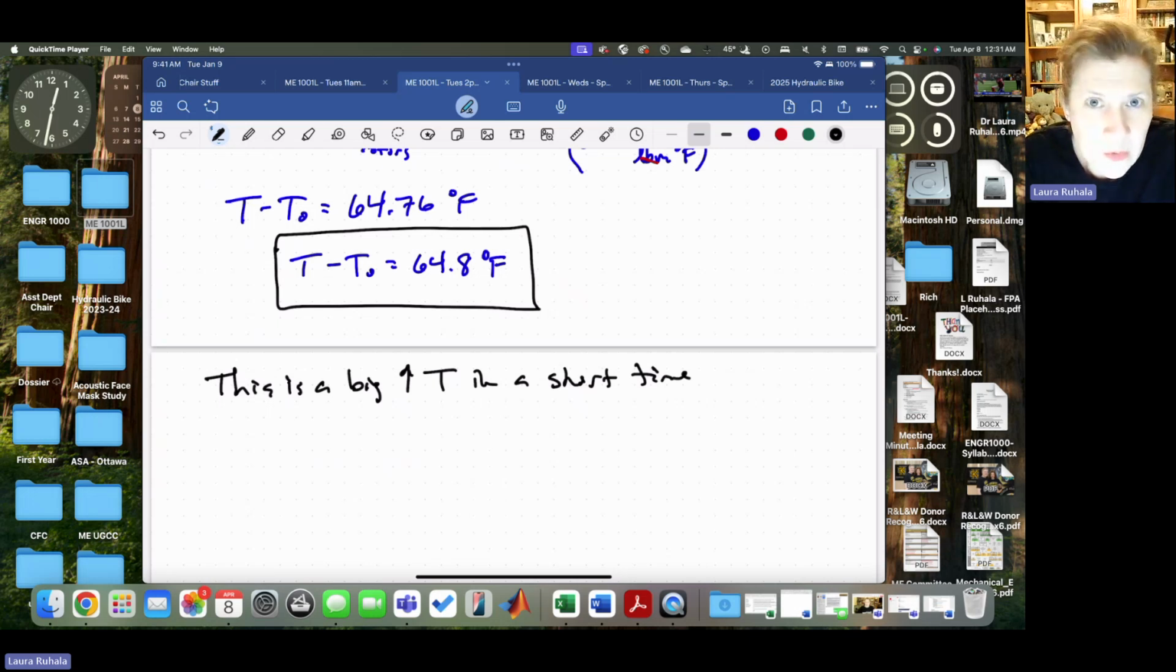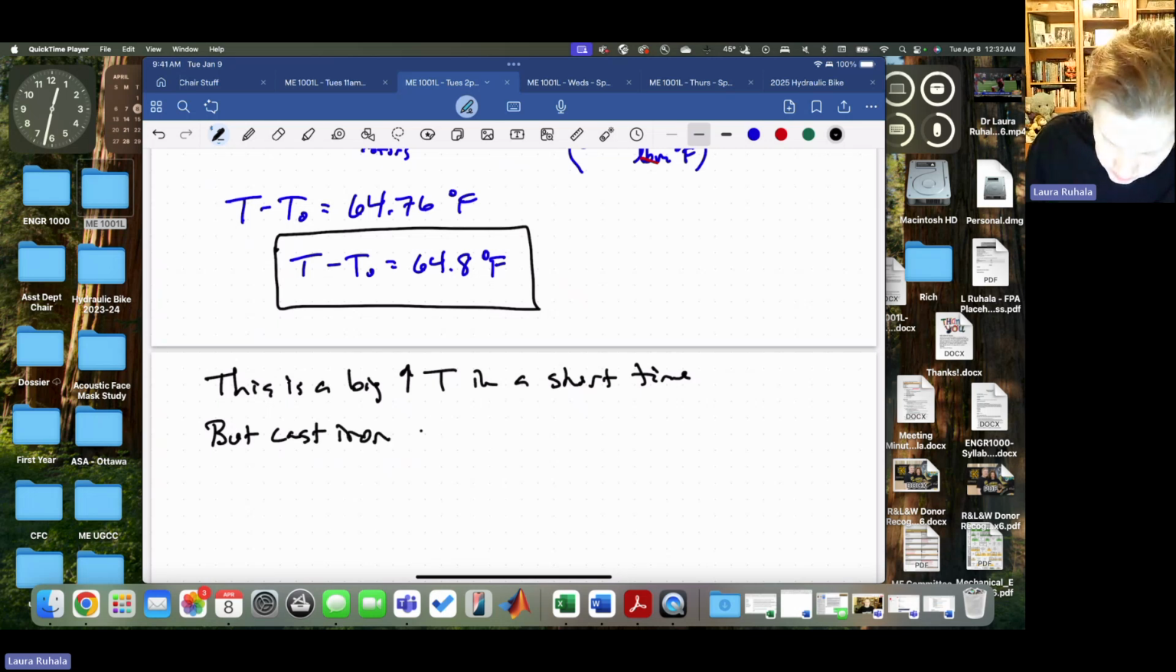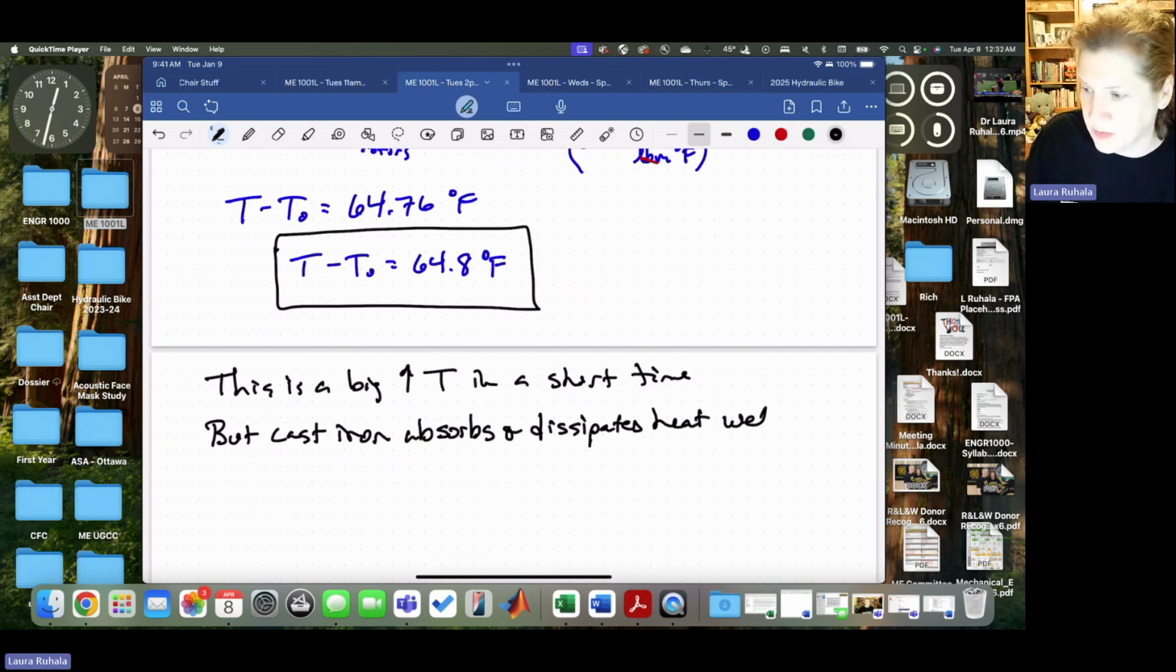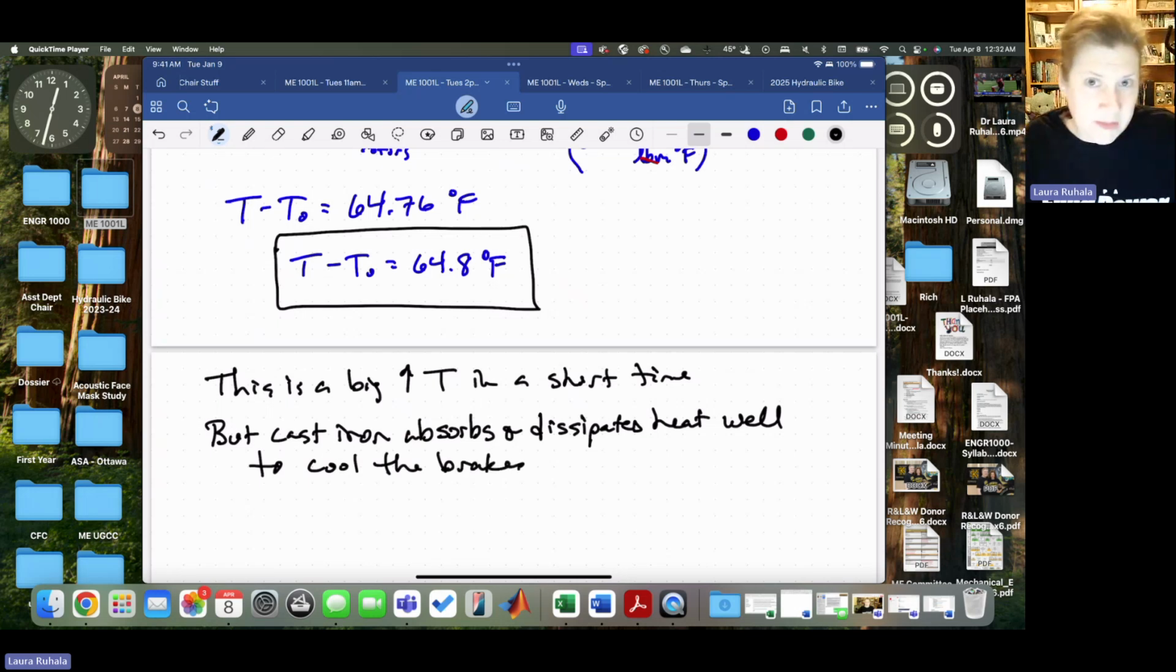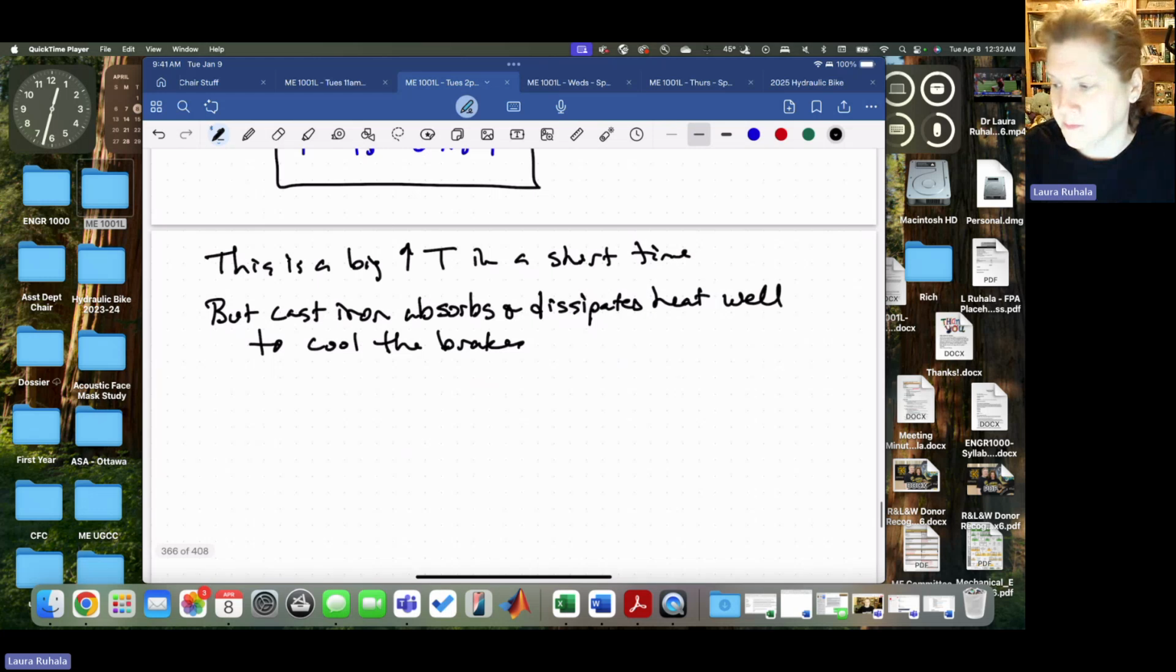So you wonder why the brake rotors might be made of cast iron. It seems like, in some ways, an old-fashioned material. It's because iron absorbs and dissipates heat well. That's why it would be used to cool the brakes. So they're very specific on their selection of material for this.